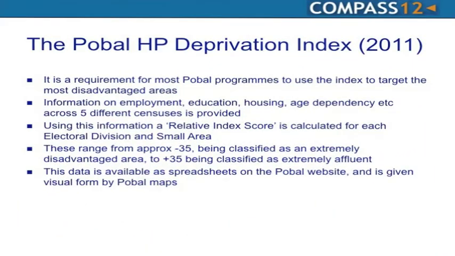So it's a requirement for many of our groups that they use the deprivation index in their planning. So it has information on a number of socio-economic headings such as employment, education, and these are collated from various censuses. Using this information, a score is calculated for each small area, and that's calculated against the national average. So you would then measure this relatively. So a score of -35 would be very disadvantaged, and +35 would be very affluent.